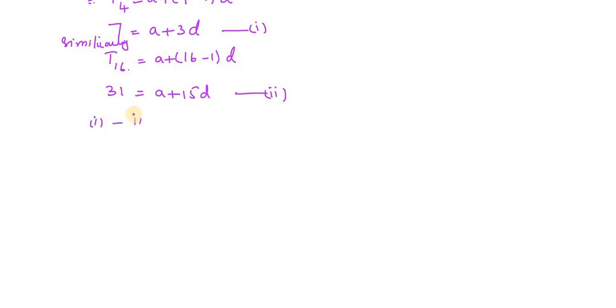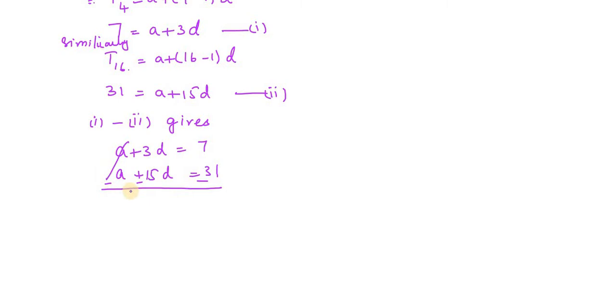Equation number 1 subtracted from equation number 2 gives: our equation number 1 is A plus 3D is equal to 7, and equation number 2 is A plus 15D is equal to 31. We subtract. A minus A will be cancelled, and here we get 12D is equal to 31 minus 7, which is 24. Minus sign cancels with minus sign, and 12 twos are 24. The value of D is 2.